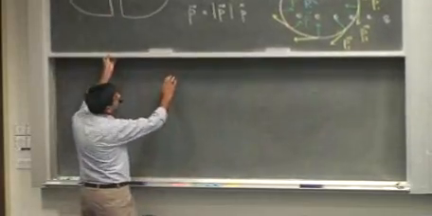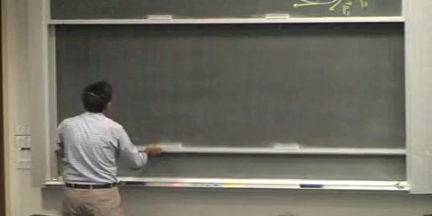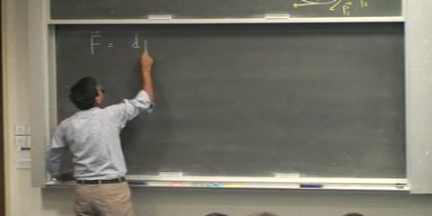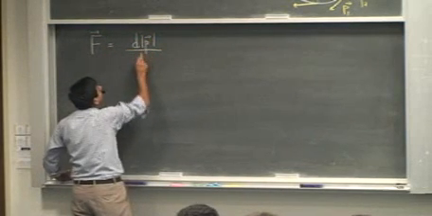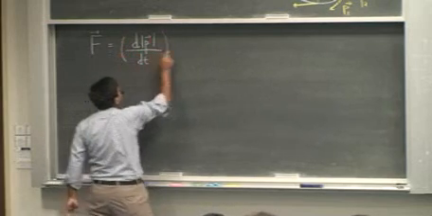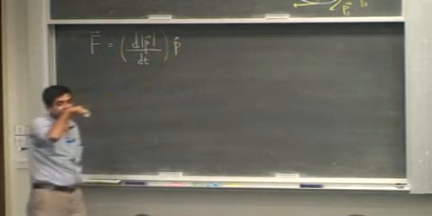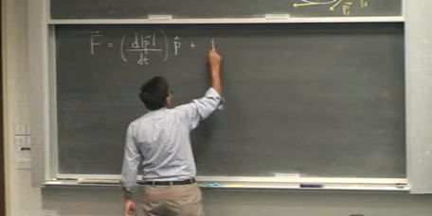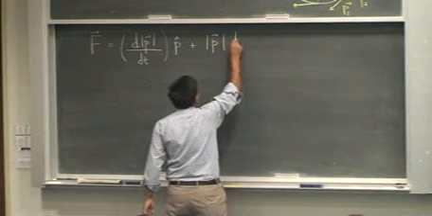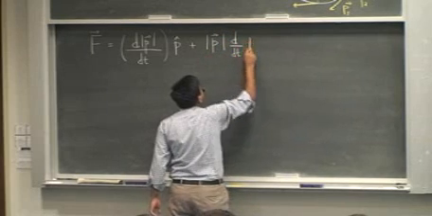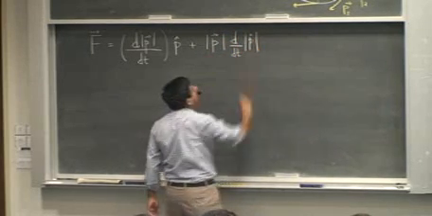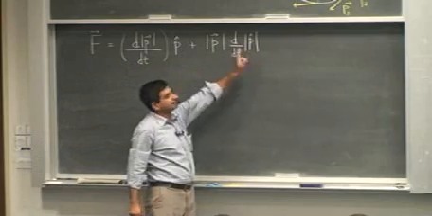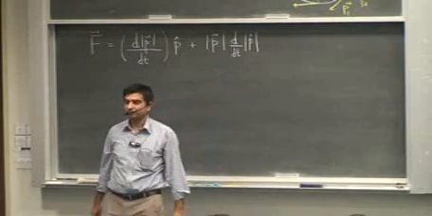So I would like to write the force as the derivative of the magnitude itself, into the unit vector p. The unit vector has a magnitude of 1. Plus the magnitude of p into the derivative of the unit vector. So this is a vector because this thing is a vector. The derivative of a vector is also a vector.